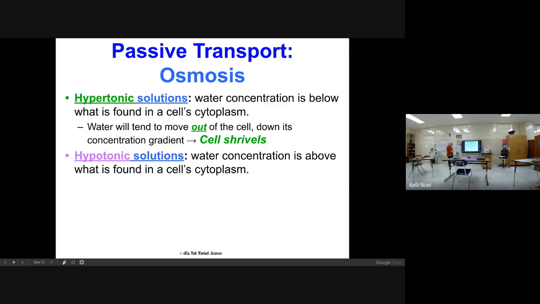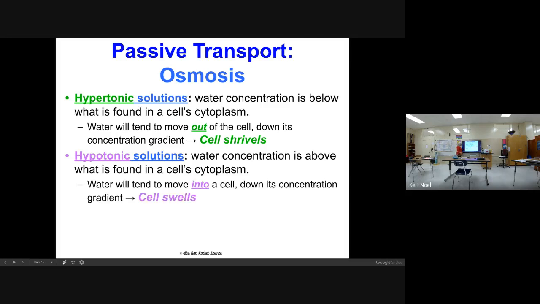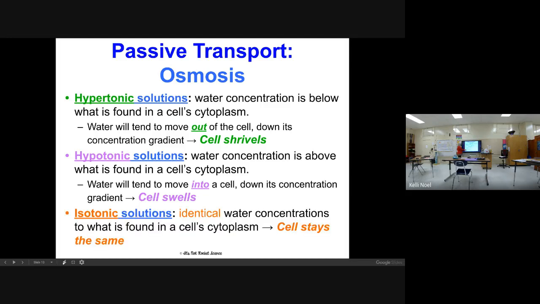Hypotonic is the reverse. You have a higher concentration of water inside the cell than outside. So the water concentration outside the cell is lower, and water is going to move into the cell, and it's going to swell. Isotonic means it's the same. So the cell's not going to shrink or shrivel up, it's going to stay the same.